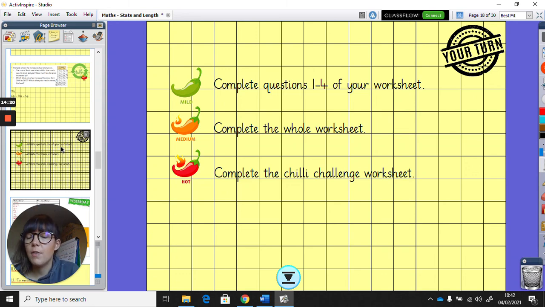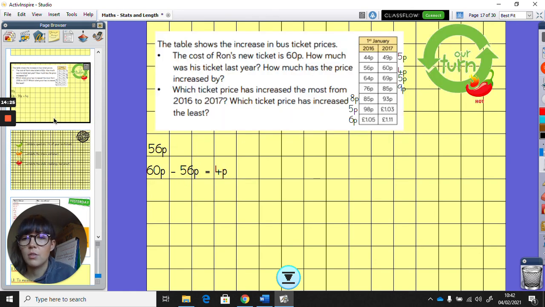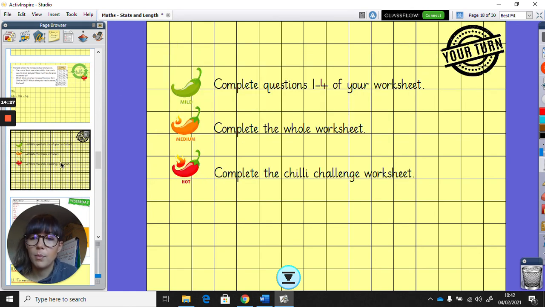Our mild challenge is the first page of our worksheet. The medium challenge is where there'll be more of these sorts of things, so more two-step problems. And the hot challenge, again, will be a problem-solving question. With the hot challenge, you'll have to explain your answer a little bit more, and they might be trying to trip you up, trying to trick you, so you need to really concentrate on what you're writing.